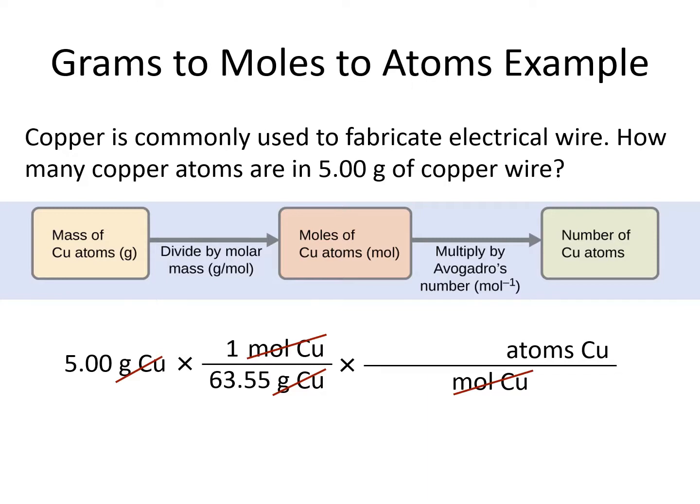We fill in Avogadro's number next to atoms and 1 next to moles. So we are doing 5 divided by 63.55, then multiplied by 6.022 times 10 to the 23rd, and that gives us 4.74 times 10 to the 22nd atoms of copper.